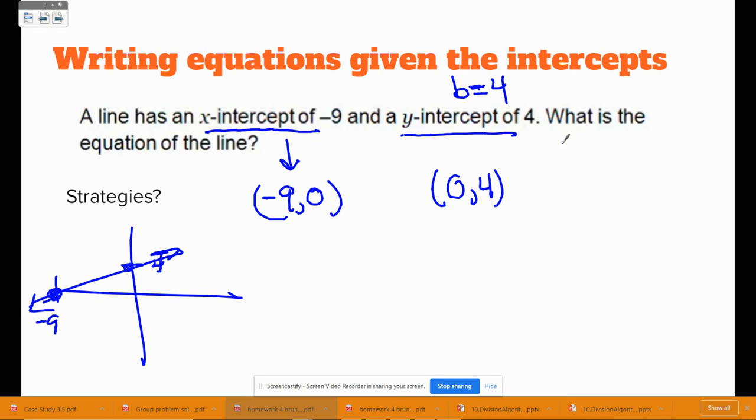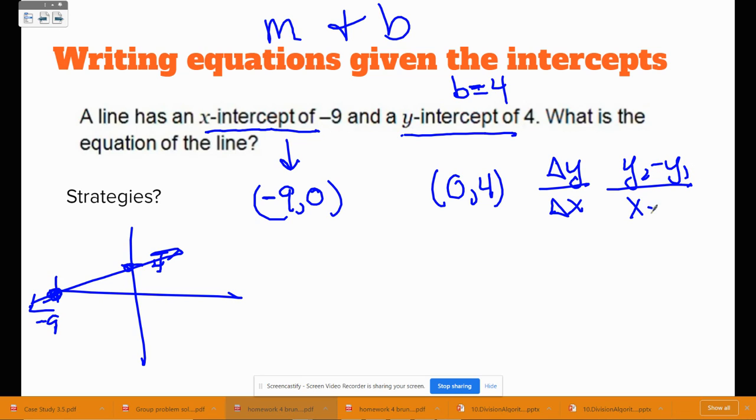Given 2 points, now that you know b, and remember all you need is m and b, you can find the slope, the change in y over the change in x. Some of you like the y2 minus y1 over x2 minus x1. That's fine too. So 4 minus 0 over 0 minus -9. Make sure you go from one point to the other, one point to the other. This becomes plus a positive, so the slope is 4/9.